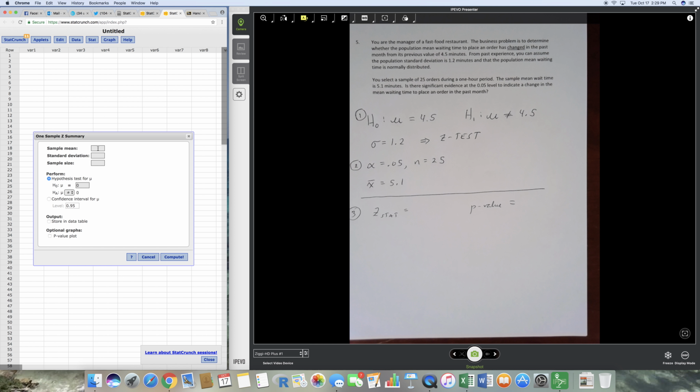Our sample mean is 5.1. The standard deviation is 1.2. My sample size is 25. I have a mean equal to 4.5, alternative not equal to 4.5.